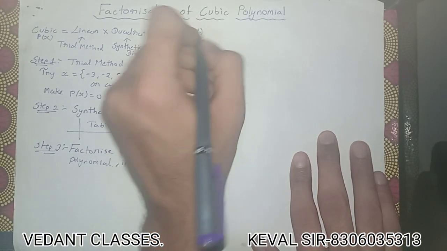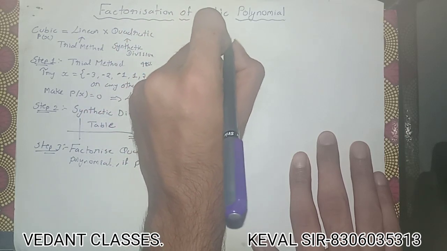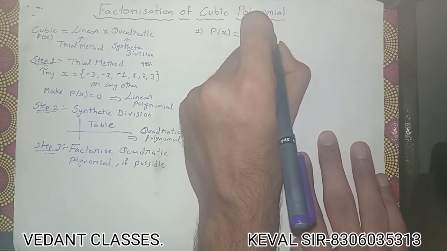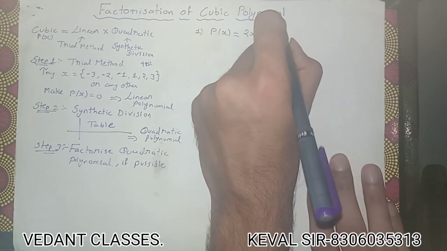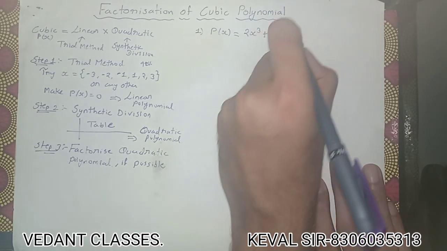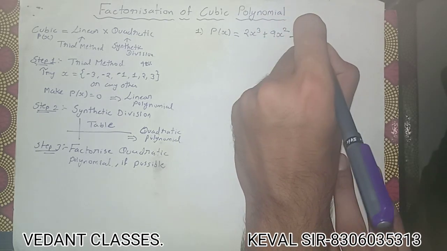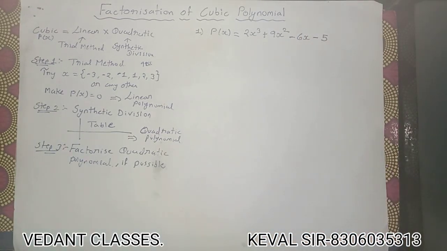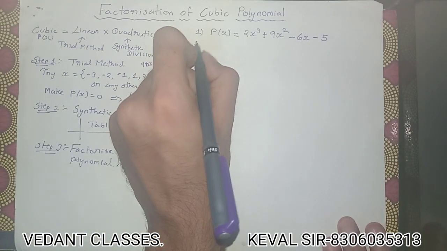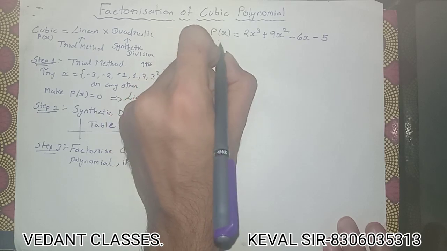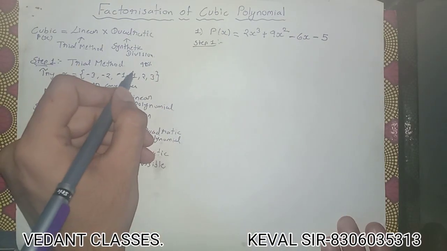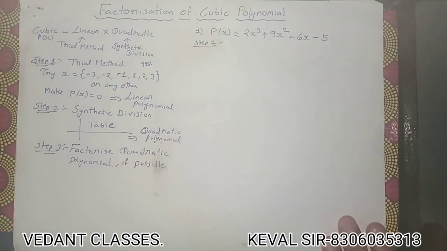P of x is equal to 2x cubed plus 9x square minus 6x minus 5. We have a cubic polynomial, and we need to factorize this one. So now let's follow step 1. You can try any of these values. As there are some negative signs, you can start with 1. So now put 1.